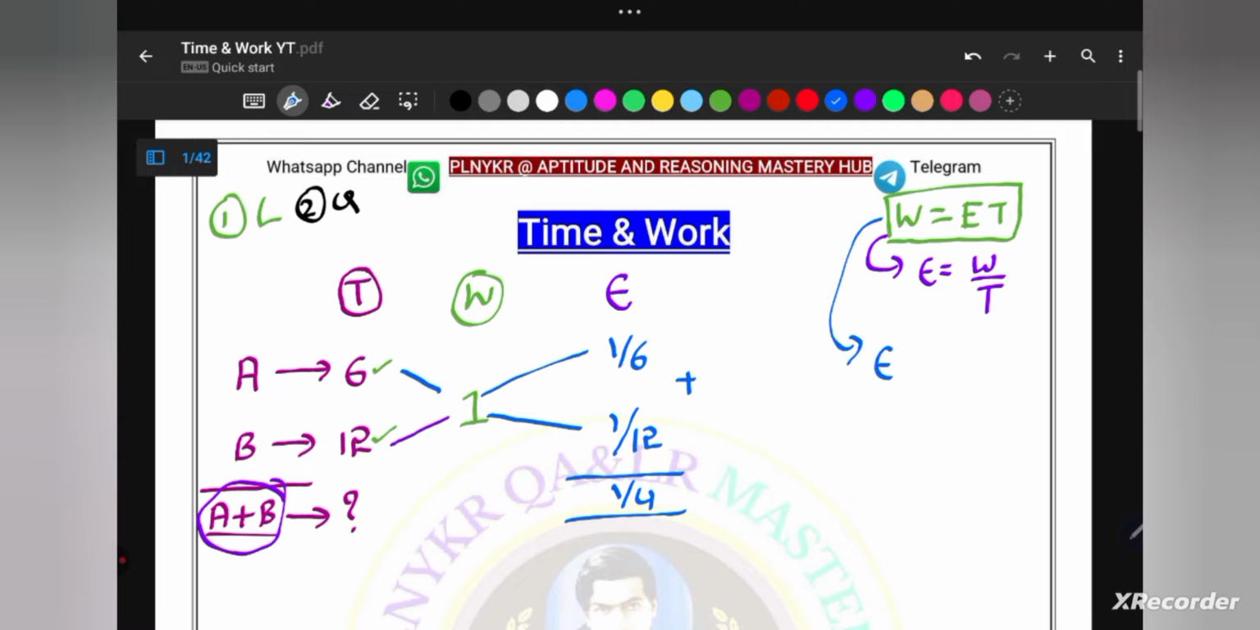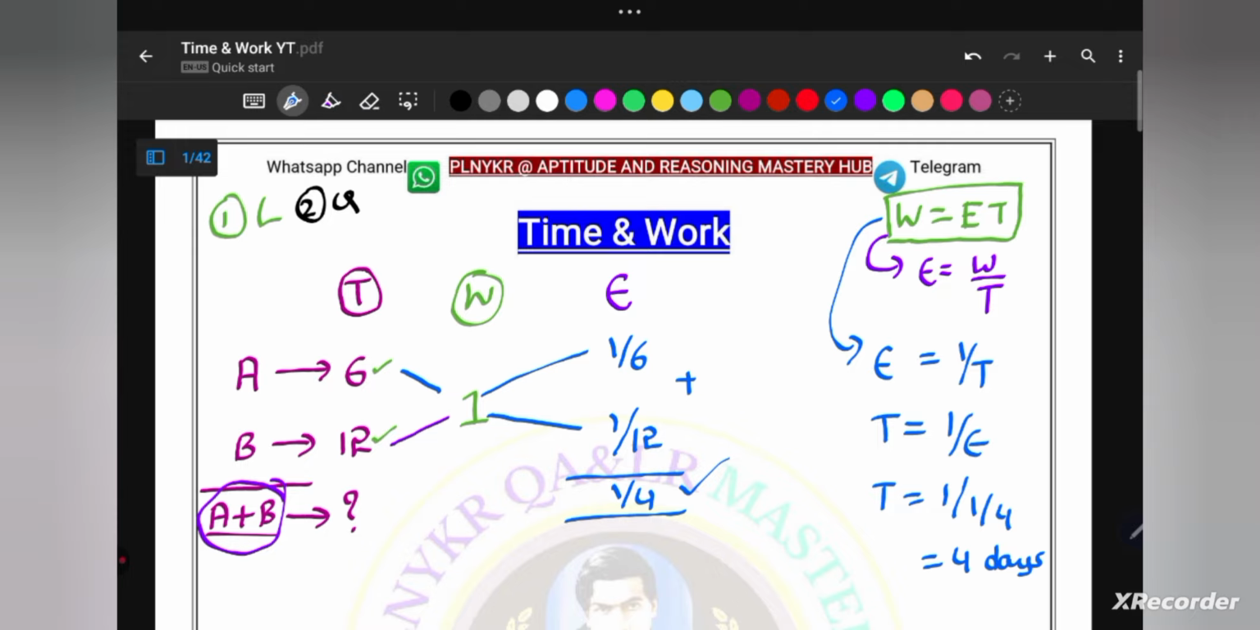Similarly here we have taken the work as 1 unit, so efficiency will be equal to the inverse of time, or time will be equal to the inverse of efficiency. Clearly here efficiency is 1 by 4 units per day. So time will be 1 by 1 by 4, which means 4 days. This is the unitary method where the work is taken as 1 unit.